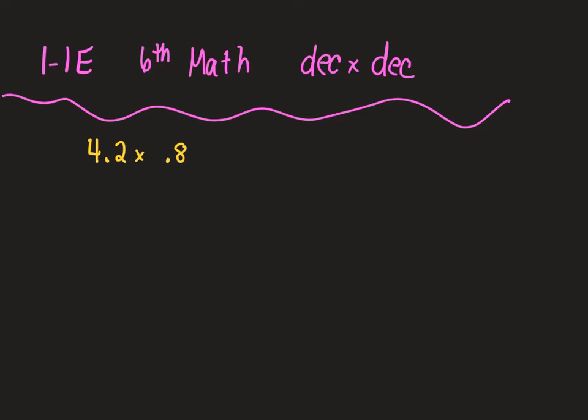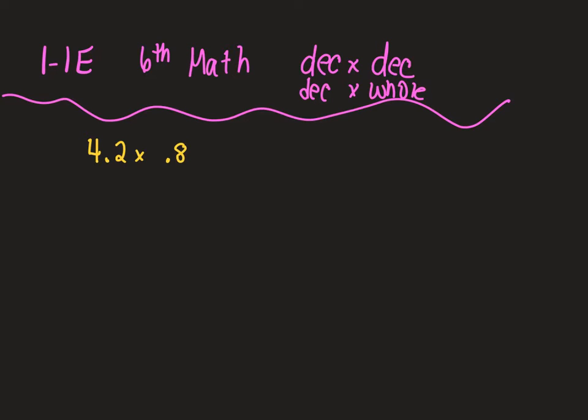All right, for today's video, we're going to do Chapter 1, Lesson 1E. The topic is taking a decimal and multiplying it by another decimal. We also might take a decimal and multiply it by a whole number. But basically, this is decimal multiplication.